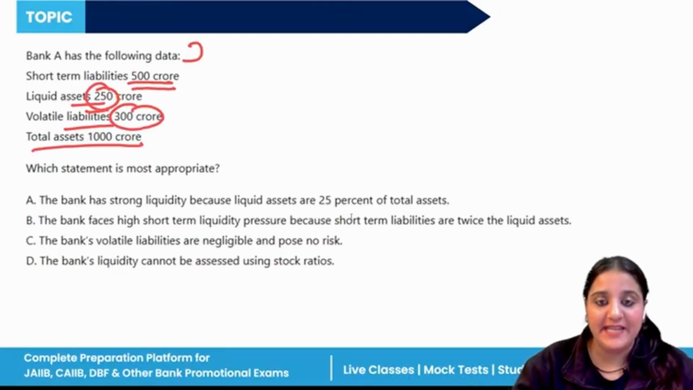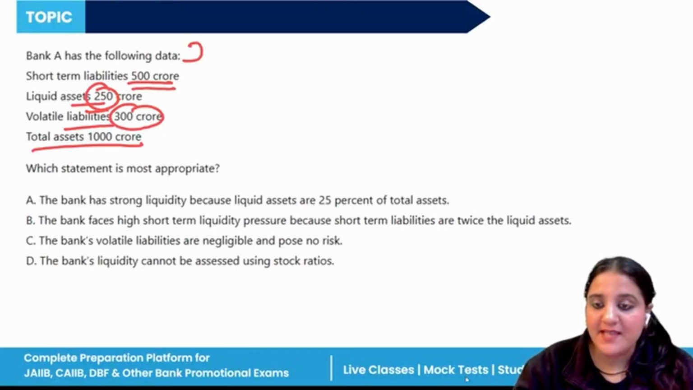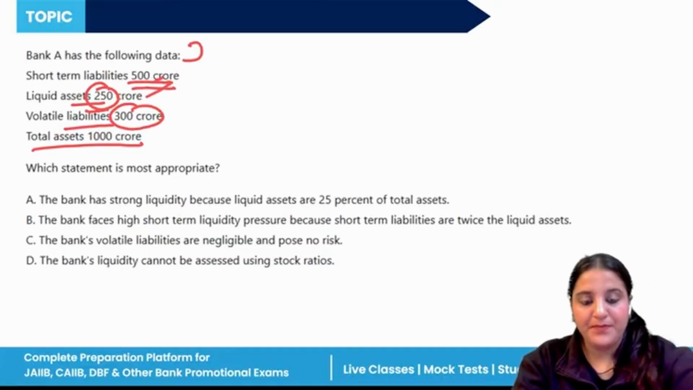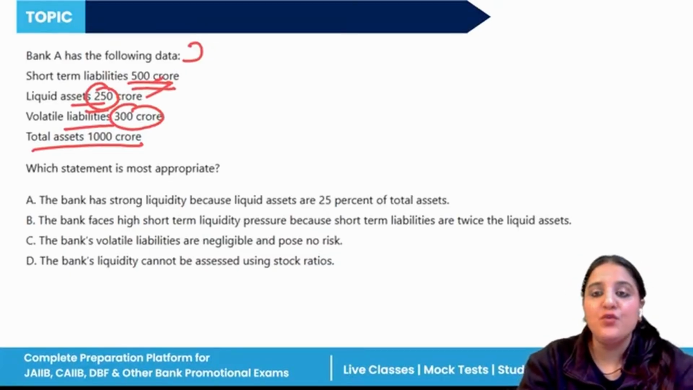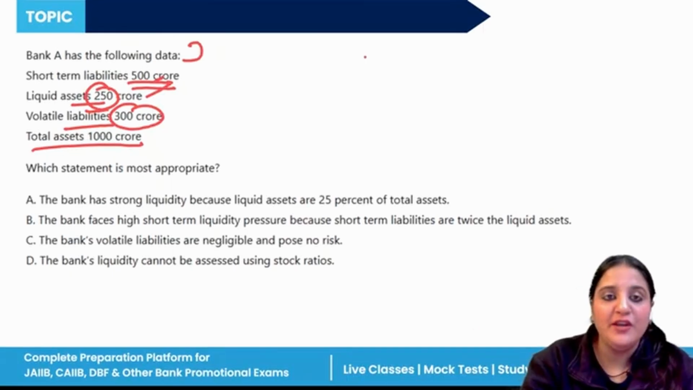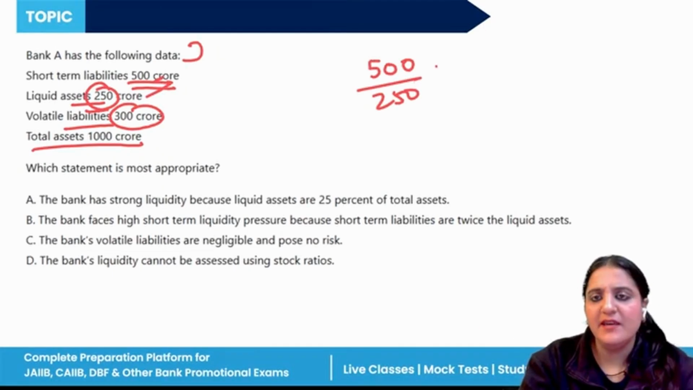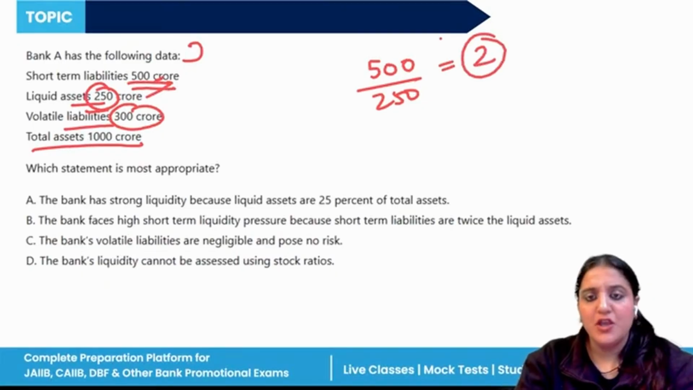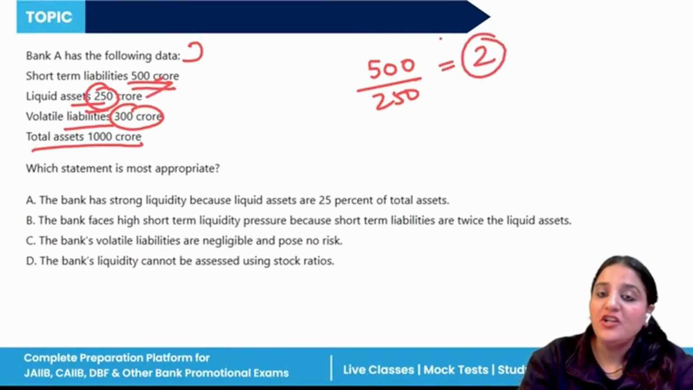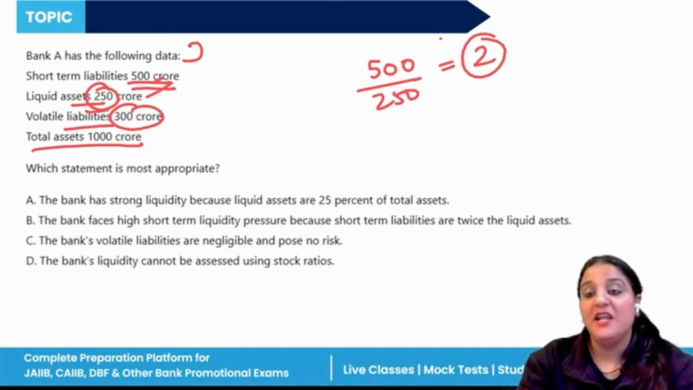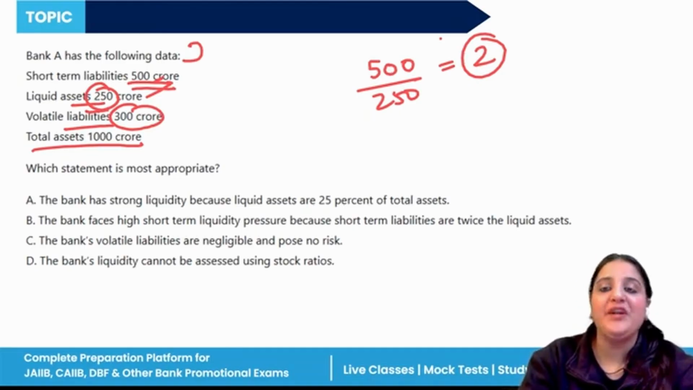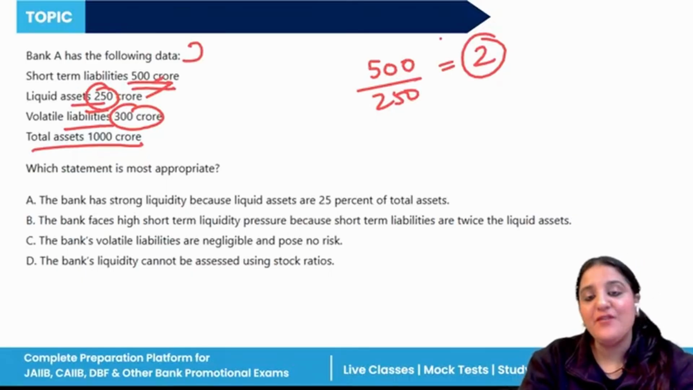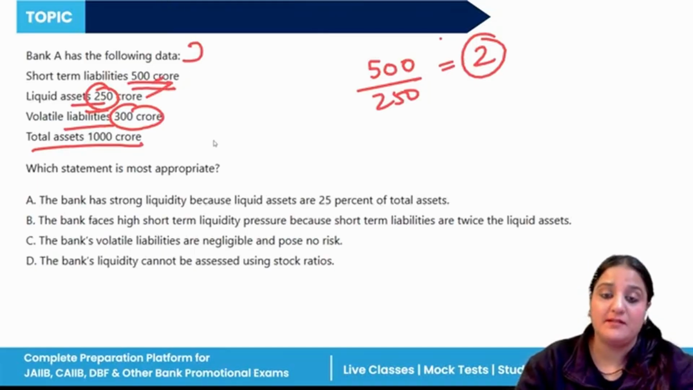So if a bank has the following data, we can say short-term liabilities are 500 crore, right? And liquid assets are 250 crore. So the ratio of short-term liabilities to liquid assets is 2 here. That means if all short-term liabilities demand payment, liquid assets can cover only half. Even though liquid assets are 25% of total assets, this does not guarantee safety because the structure of liability matters.